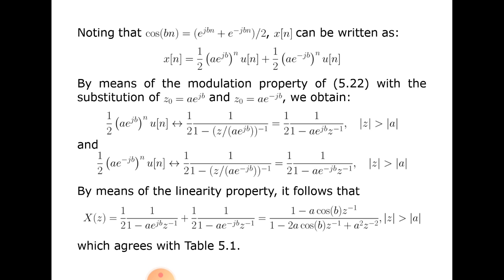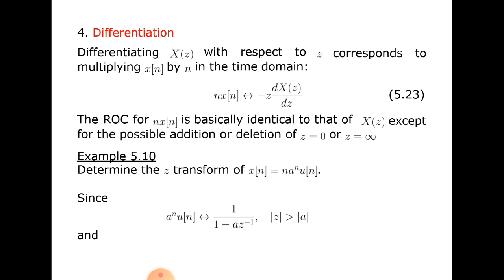So by means of the linearity property, it follows that x of z is equal to 1 divided by 2 into 1 divided by 1 minus a e power j beta z power minus 1, plus 1 divided by 1 minus a e power minus j beta z power minus 1, which is equal to 1 minus a cos beta into z power minus 1 divided by 1 minus 2a cos beta into z power minus 1 plus a squared into z power minus 2, and modulus of z is greater than modulus of a.